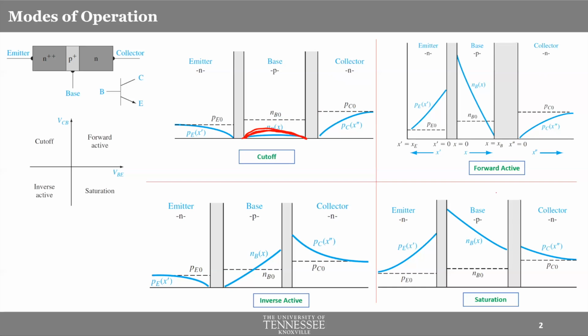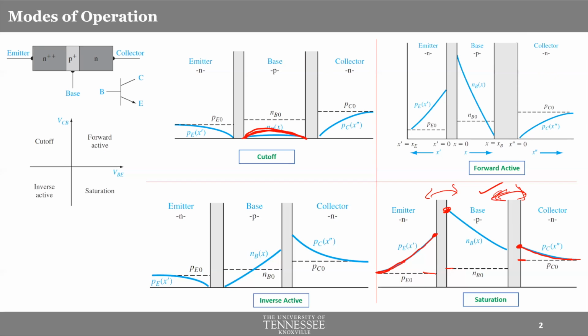And let's look at another example, the saturation mode. In these scenarios, both of these junctions, emitter base and base collector, are forward biased. And that's what you see here. Emitter base junction will have higher than the thermal equilibrium concentration for minority carriers, and this will try to gradually reach the thermal equilibrium level. By the way, base collector junction is also forward biased. So in the collector, you'll have more concentration of minority carriers than what you had in thermal equilibrium, and then it will gradually try to match the thermal equilibrium concentration.